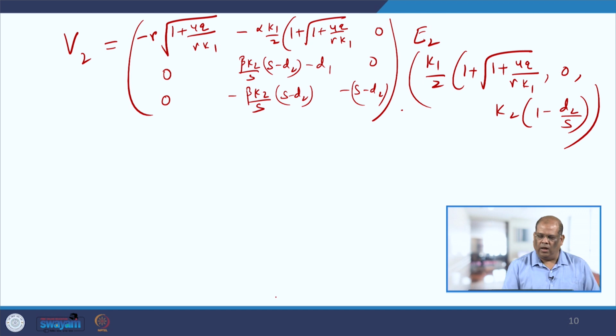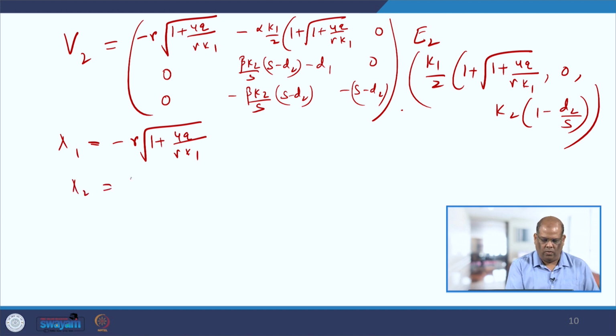If you find the eigenvalues, they will be lambda 1 equal to minus r times root of 1 plus 4q by r k1, lambda 2 equal to beta k2 by s, s minus d2 minus d1, and lambda 3 is minus of s minus d2.